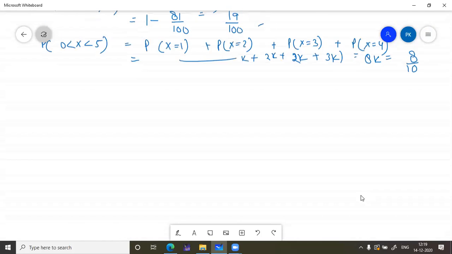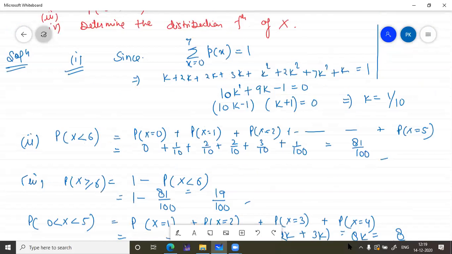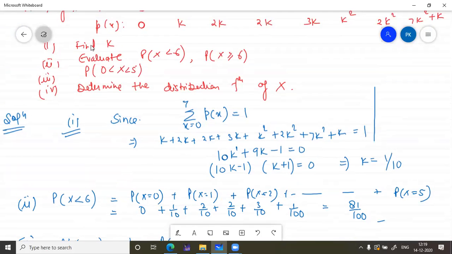Just do these 3 parts here in which we have evaluated the value for k and these probabilities in which x is less than 6, greater than 6 and lies between 0 to 5. So this is the example for discrete random variable. Now I am going to take problem that is based on the continuous random variable.